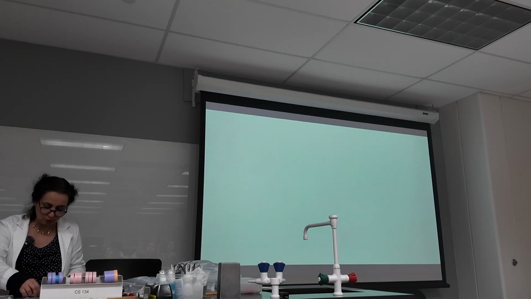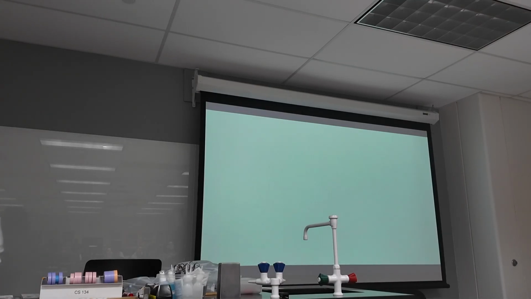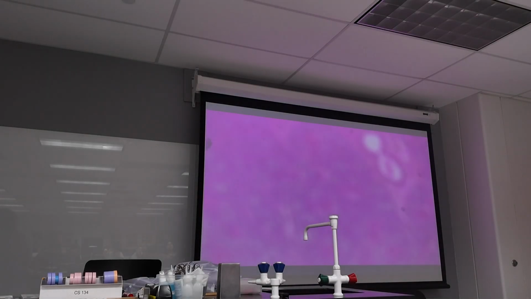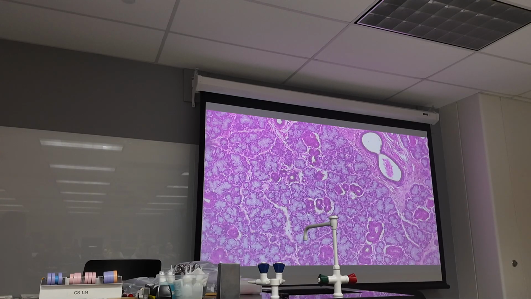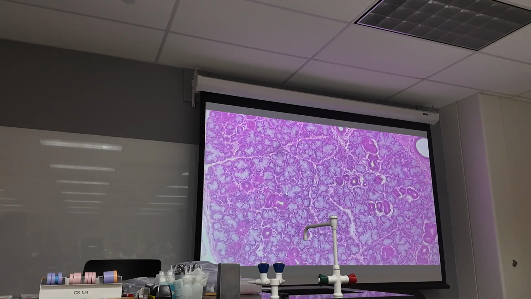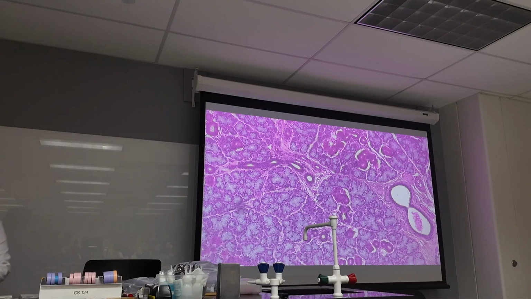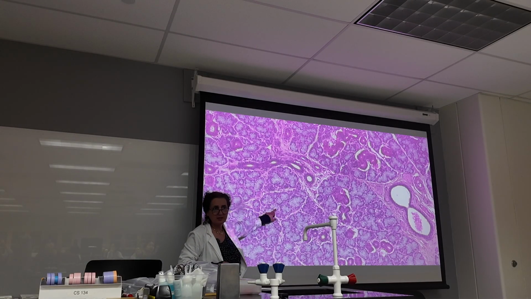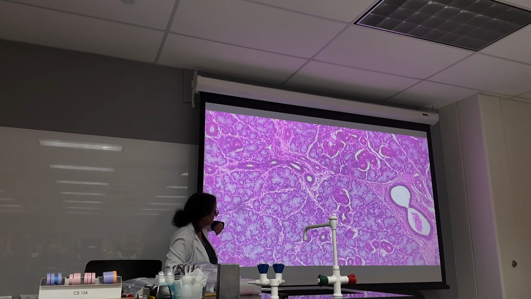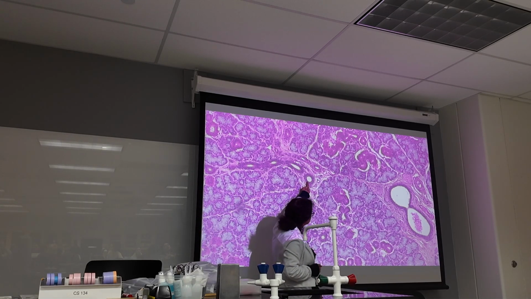The next slide on the list to show you is the salivary glands. So I want to show you what you can see in the salivary glands, right? In the salivary glands, we have the cells that make the mucus. Do you see those gray cells? Those are the mucus cells. They make the mucus.